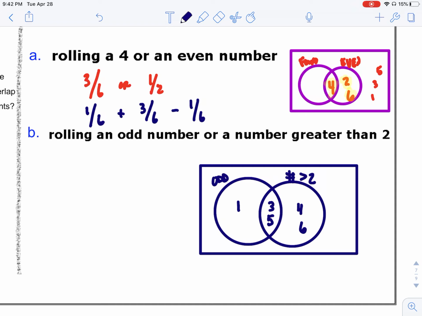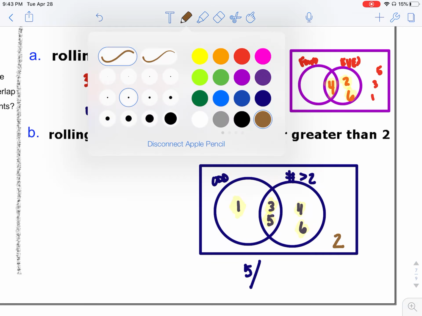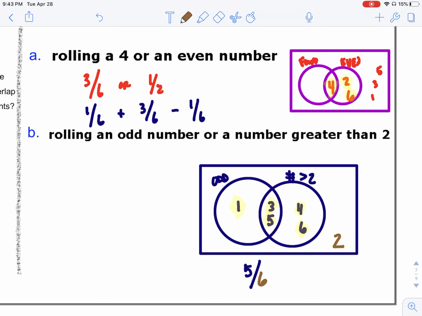So if you want to know the probability of an odd number or a number greater than 2, all you have to do is count them up. 1, 2, 3, 4, 5. It's 5 possibilities. So 5 out of a total. Oops, I forgot to put the one possibility that doesn't fit in either one. That's the 2, so that's on the outside. But anyway, 5 out of 6 is the probability of rolling an odd number or a number greater than 2.